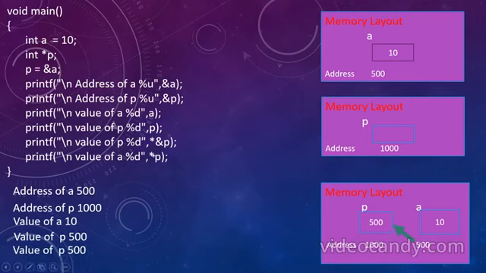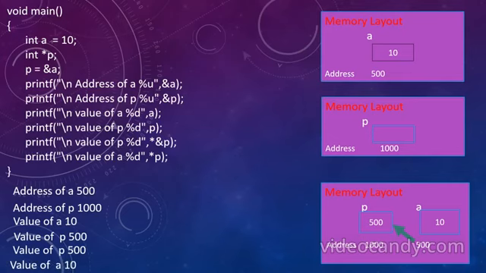Now look into the last one. I am saying star p. So p is an address. What is the value of p here? The value of p is 500. So I am saying star p. That means find the value at 500. What is the value at 500? It is 10. So 10 will be printed here.